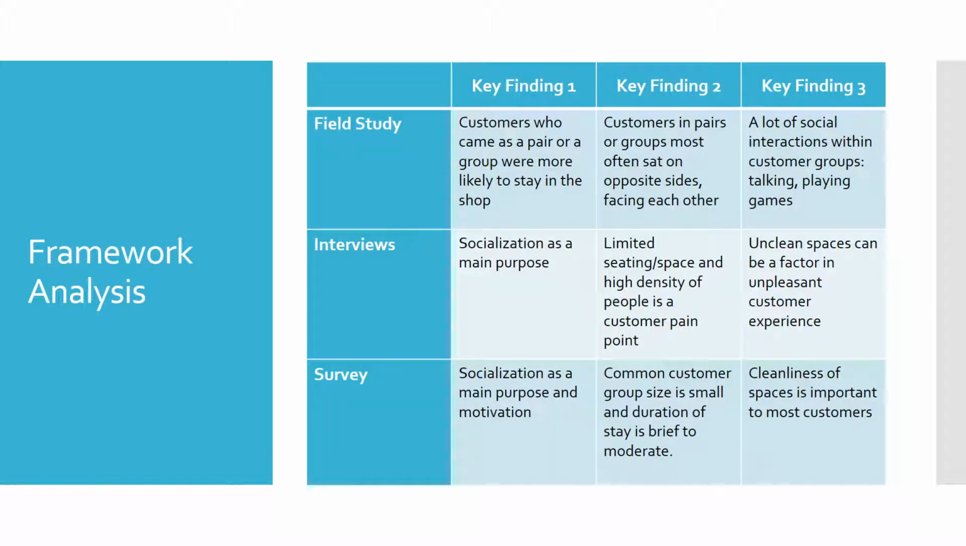Here is the framework analysis, a summary of my key findings for each research method. During my field study, I observed and counted many customers who were staying in the bubble tea shop who came with at least one other person as opposed to the number of people who I noticed were alone. In addition, when focusing on pairs or groups of customers, I observed the majority of them facing each other and sitting on opposite sides as they talked to each other. I also observed many customers talking to the others that they were with, some groups playing games.